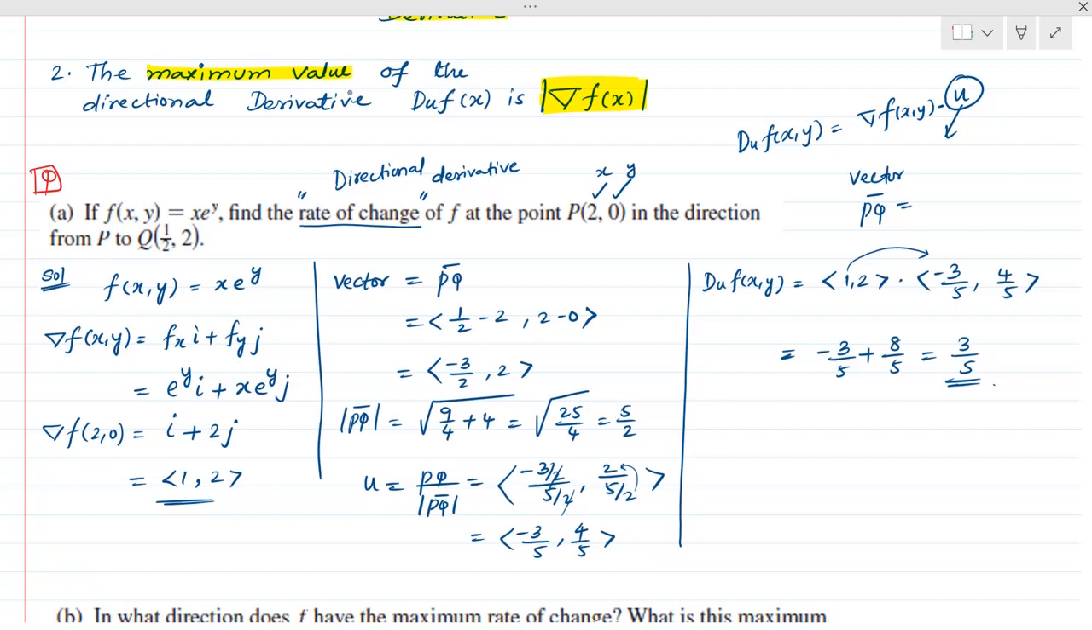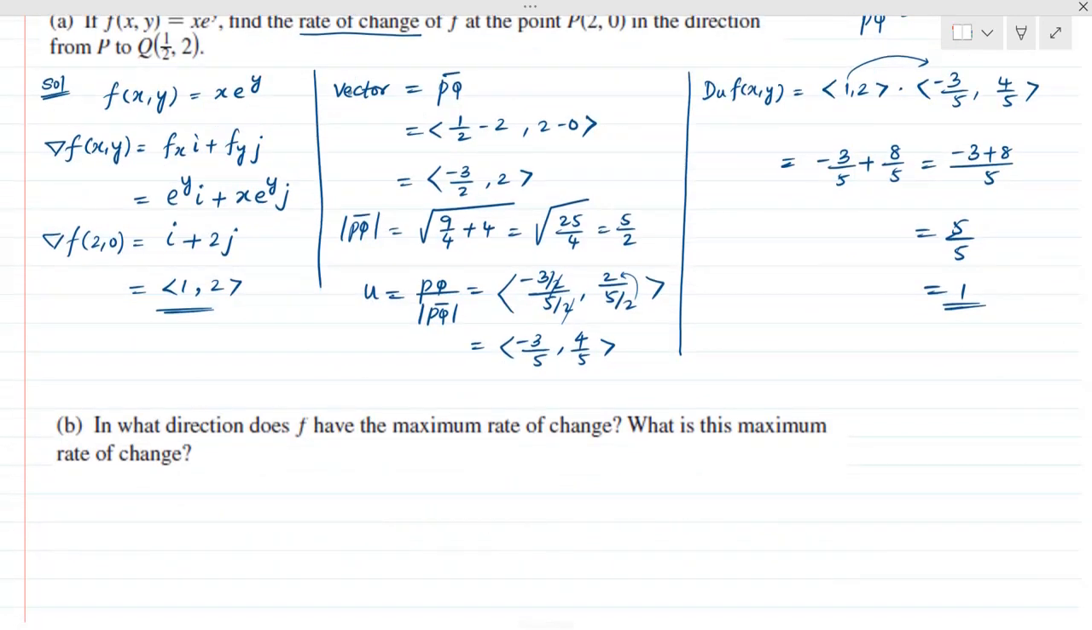So this one is minus 3 plus 8, over 5, which is equal to 5 over 5. So it is equal to 1. So this is the directional derivative.